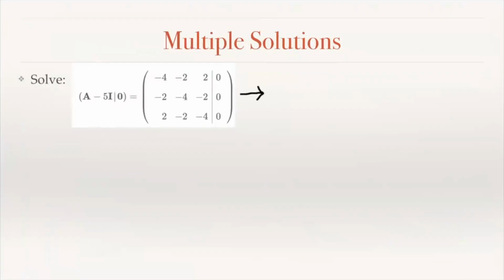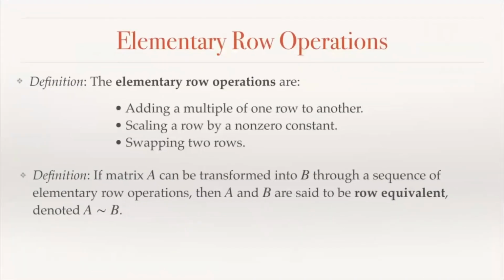Okay, so we want a 1 in the upper left. So we could divide row 1 by -4, but then we'll have fractions. So instead, let's swap rows 1 and 2. Remember that these are our elementary row operations.